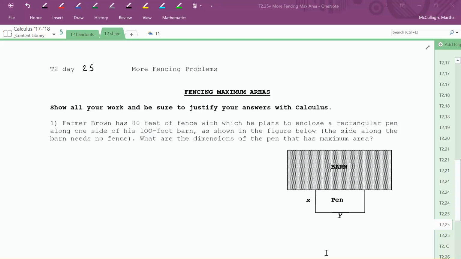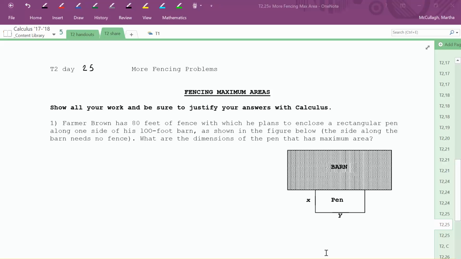Hi, this is day 25 of trimester 2, more fencing problems. Today we're just going to continue on with the maximum problems that we started yesterday, and I have 4 examples today that just build on what we did yesterday. So again, we want to make sure we show all our work and we justify our answers, which means showing our sign chart.